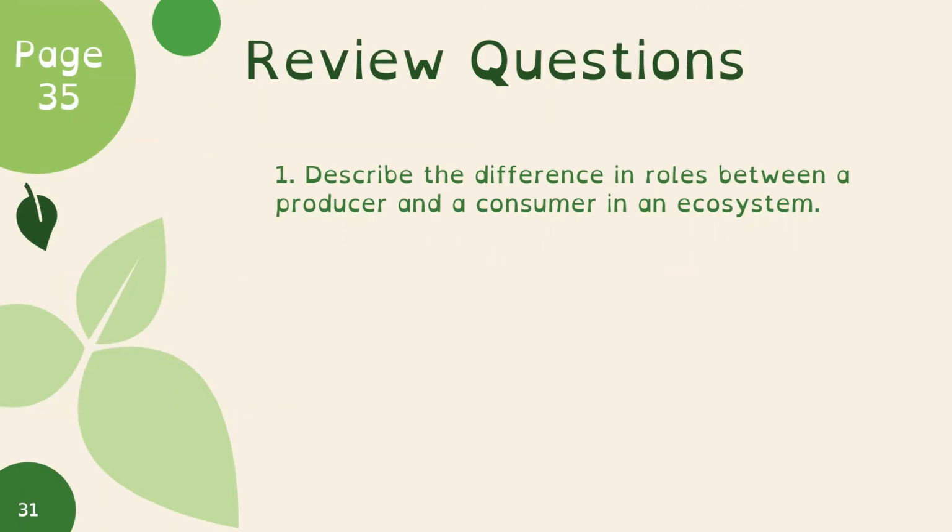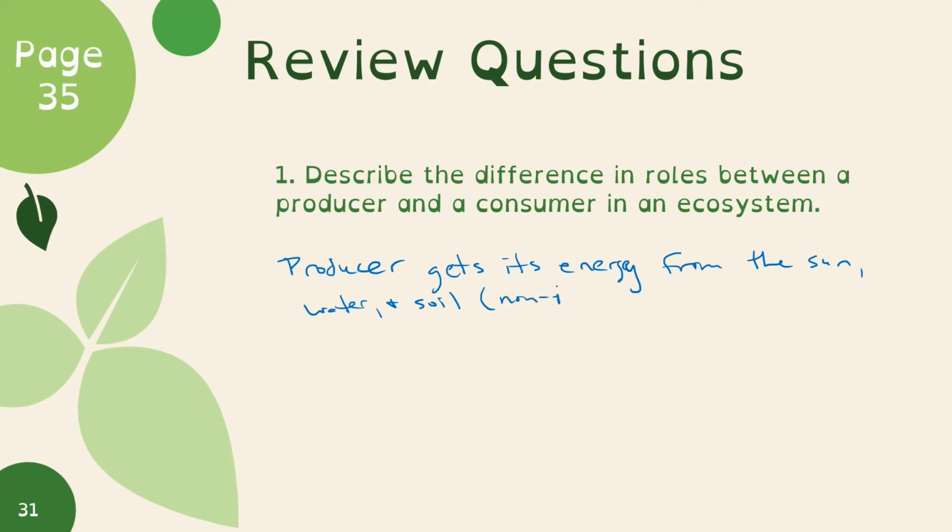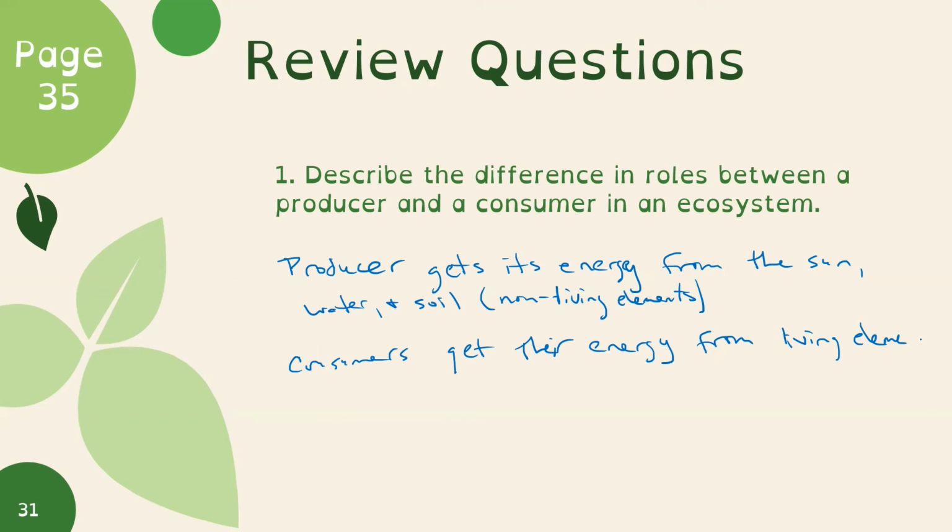Okay, review questions. Number one, this is on page 35. Describe the difference in roles between a producer and a consumer. So a producer gets its energy from the sun, water, and soil, so the non-living elements. Whereas consumers get their energy from living elements, I'm just going to say. So that's producers, consumers, and decomposers too, I'm sure.